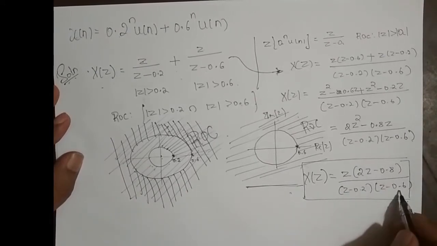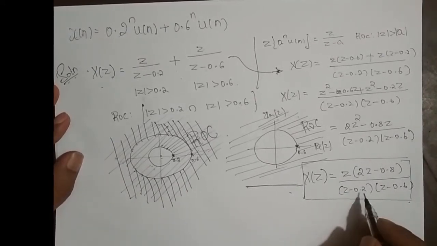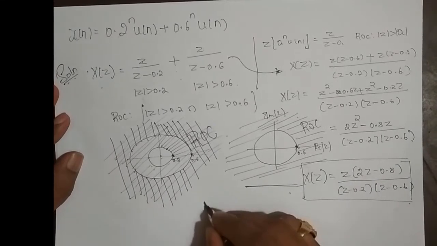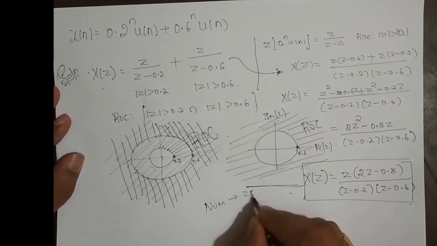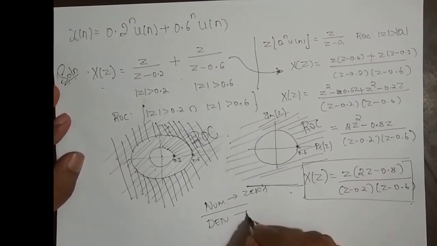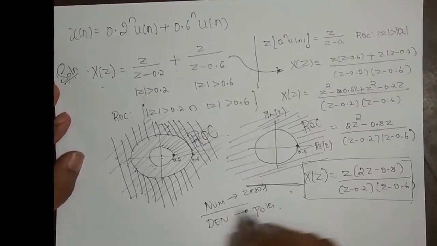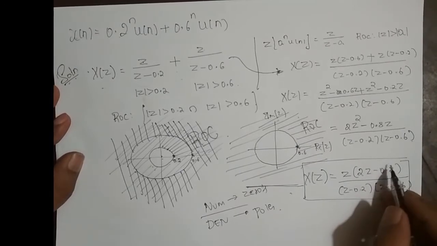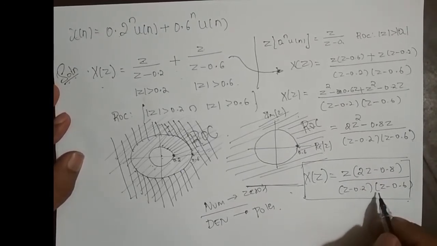Values of z for which the denominator is 0 are poles. Okay, so the numerator corresponds to zeros, and the denominator corresponds to poles. Values of z for which the numerator is 0 are zeros. Values of z for which the denominator is 0 are poles.